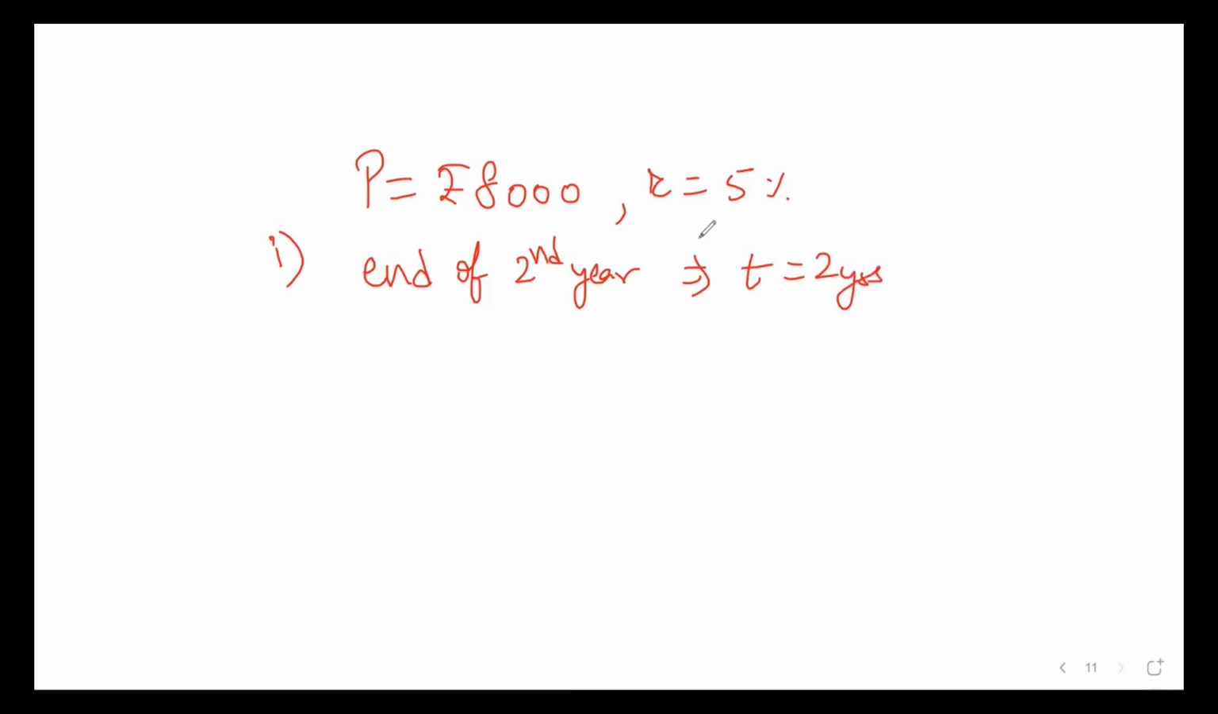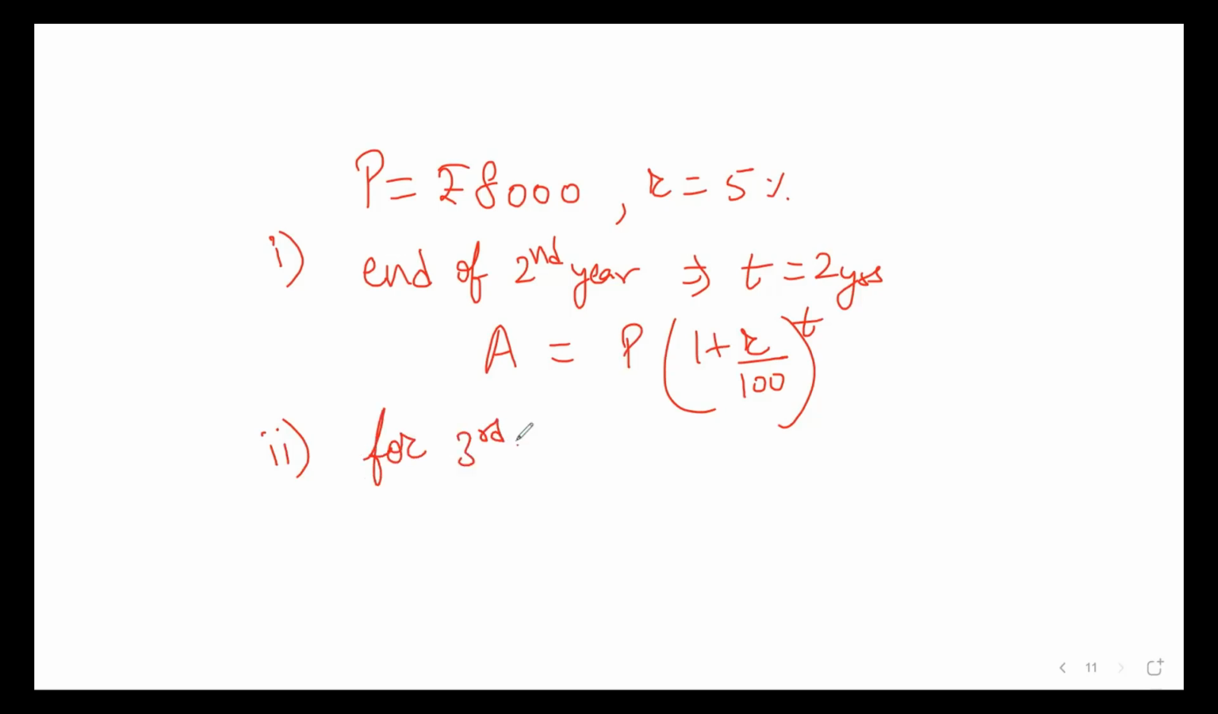So principal 8,000, rate 5%, time 2 years, and you can calculate the amount by applying the formula of compound interest. That is amount equals P times 1 plus R upon 100 whole raised to the power T, and you can solve it. Now let's see the second part. What they are saying here is the interest for the third year. So they are just asking for the third year only. They're not asking for the end of the third year.